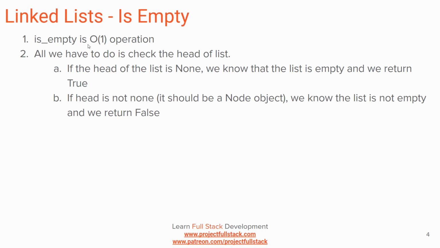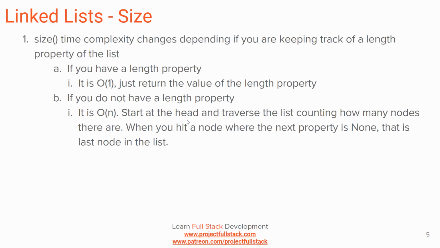Let's see, isEmpty is O(1). All I have to do is check one property. And if the head of the list is none, we know the list is empty, you return true. If the head is not none, it should point to some type of node object. Then we know it's not empty, we return false.